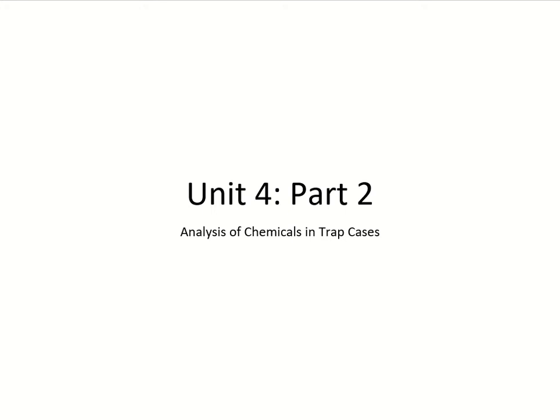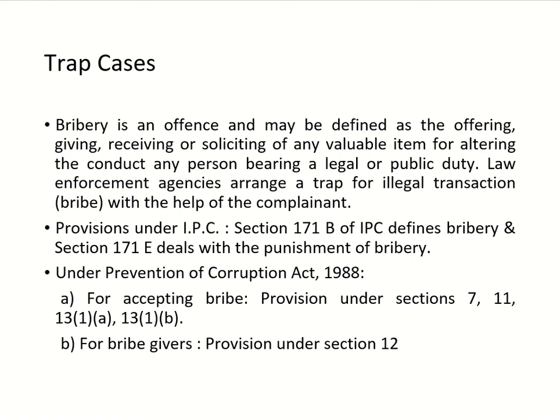Hello and welcome back. This is part 2 of Unit 4 UGC-NET JRF Forensic Science, in which we will discuss analysis of chemicals in trap cases. Trap cases are basically done to catch a corrupt official red-handed in cases of bribery.